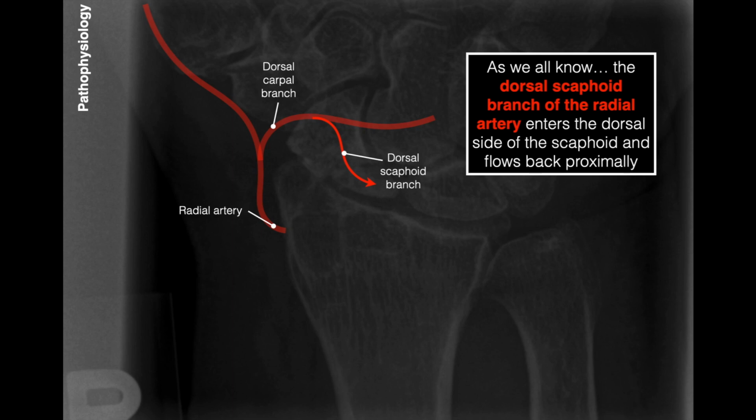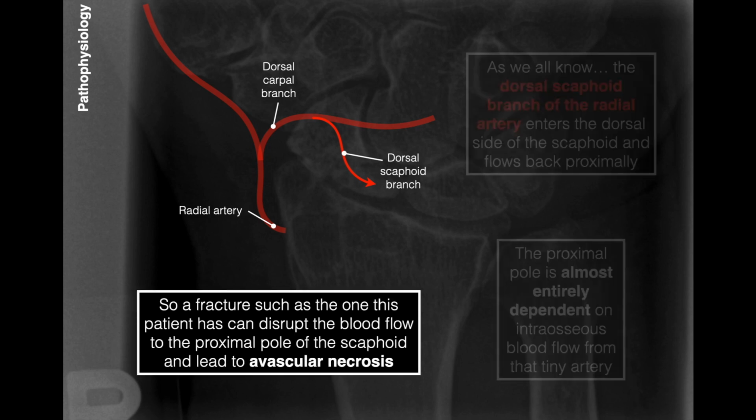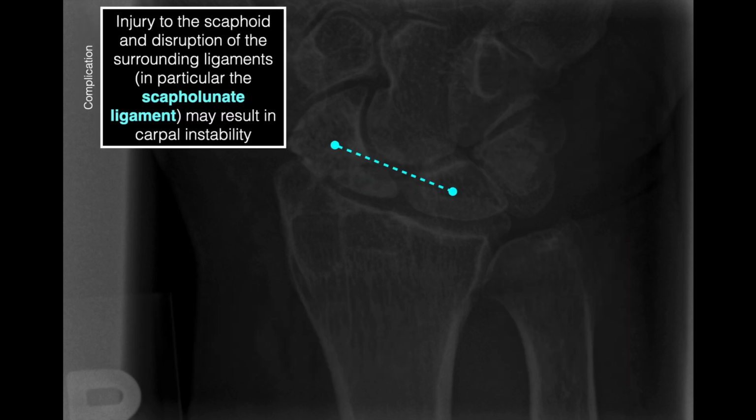As we all know, the dorsal scaphoid branch of the radial artery enters the dorsal side of the scaphoid and flows back proximally. The proximal pole is almost entirely dependent on intraosseous blood flow from that tiny artery. So a fracture, such as the one this patient has, can disrupt the blood flow to the proximal pole of the scaphoid and lead to avascular necrosis. Injury to the scaphoid and disruption of the surrounding ligaments, in particular the scapholunate ligament, may result in carpal instability.